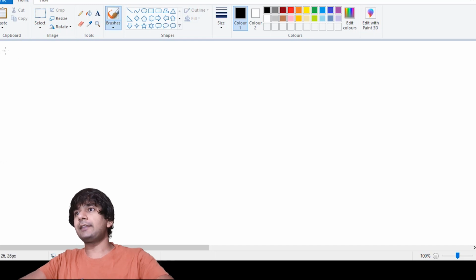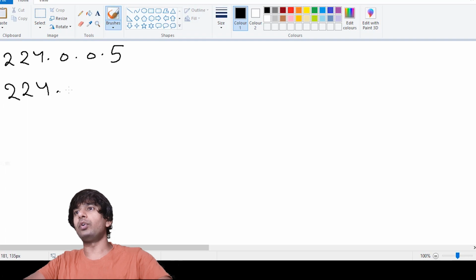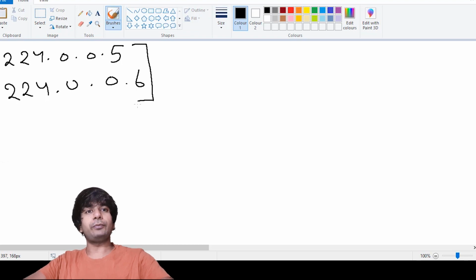Let me tell you the IP addresses which OSPF uses. Those are 224.0.0.5 and another one is 224.0.0.6. So OSPF uses these two multicast IP addresses. So let me show you.